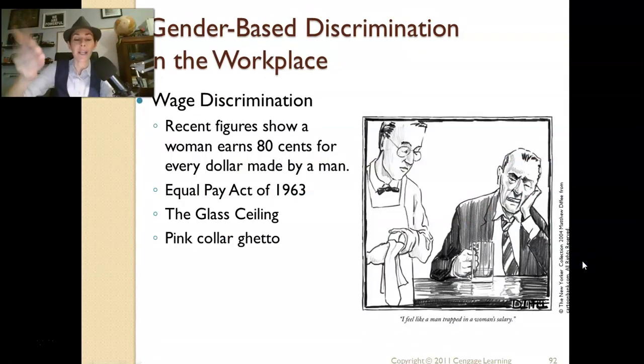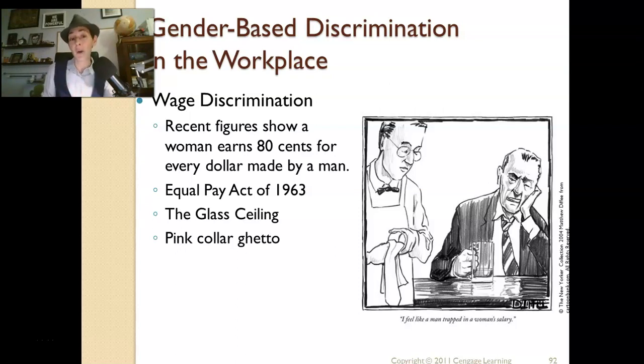All right, so as I said, there's an issue of wage discrimination. Recent figures, we're looking at 80 cents. Women earn 80 cents for every dollar made by a man. One thing I also should mention is that it depends on whether you're doing an overall comparison, every woman and every man, or doing it based on profession. If you look at the breakdown of where women find employment, they tend to gravitate towards the caregiving professions, which tend to pay less.